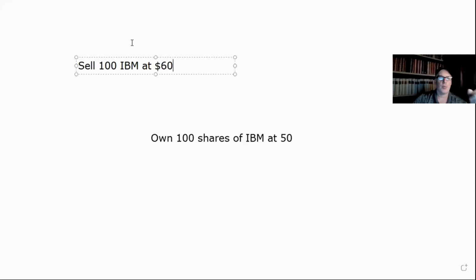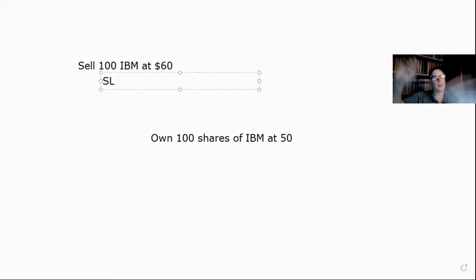Sell 100 at 60. We'll put an SL just to remind me what I'm doing here, and to place it above the market. I'm trying to take a profit. That means I'm willing to sell it at $60 or higher. Once it trades at 60, I'm selling it. There's no trigger, no election, no second trade. Boom. I'm willing to sell it at 60.